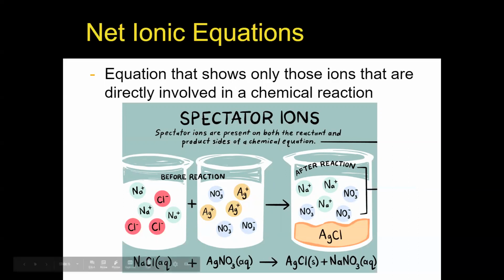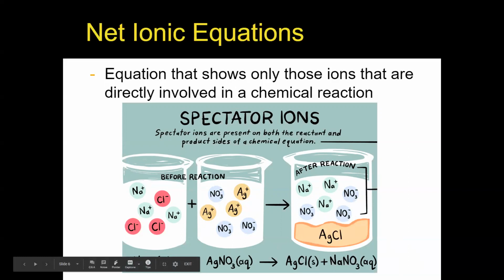So, for example, down here on the bottom, you have your NaCl, your regular table salt that's aqueous. You have your silver nitrate over there that's in aqueous form. Those things are reacting to produce silver chloride and sodium nitrate over here.